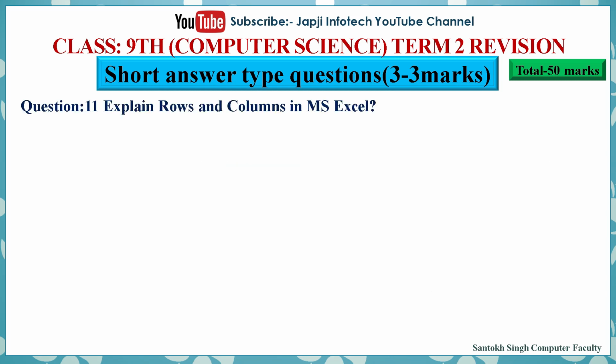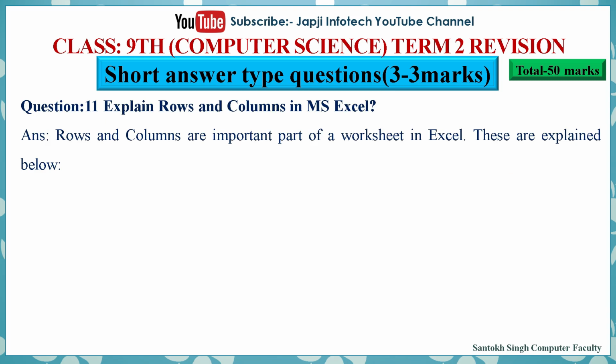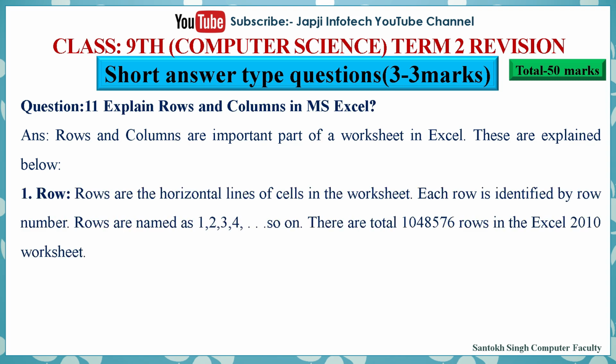And 11th one is, explain row and column in MS Excel. So rows and columns are an important part of a worksheet in Excel. These are explained below. The first one is row. Rows are the horizontal lines of cells in the worksheet. Each row is identified by row number. Rows are named as 1, 2, 3, 4 and so on. So there are total 1,048,576 rows in the Excel 2010 worksheet.